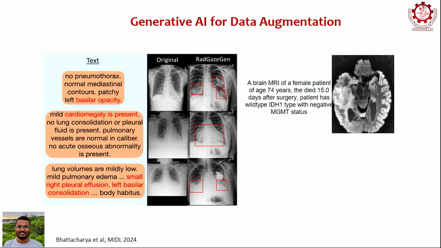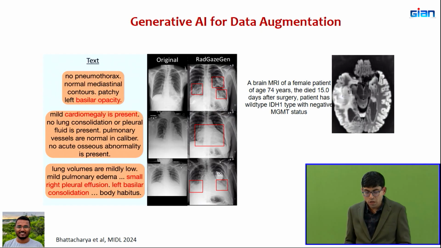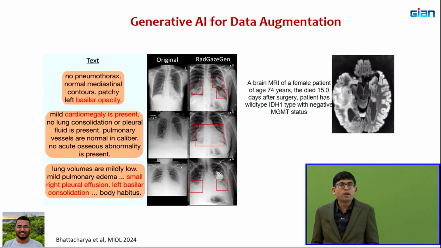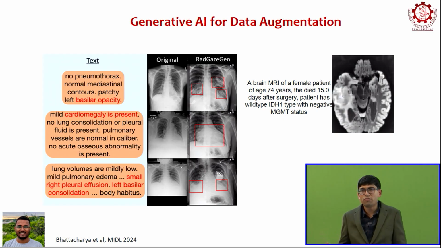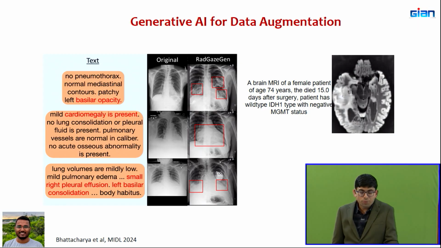Okay, so coming back to generative AI for data augmentation. There are a lot of text to image models. In fact, if you look at DALL-E or ChatGPT, for example, you just provide a text and it generates an image, right? So these are text to image diffusion models, or text to image transformers for that matter. You provide a text and these models would give you an image.